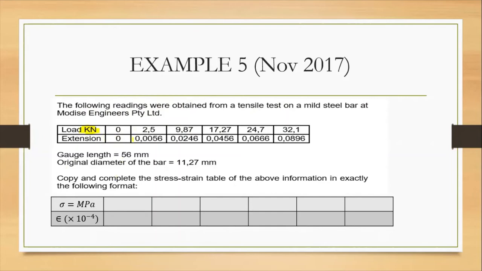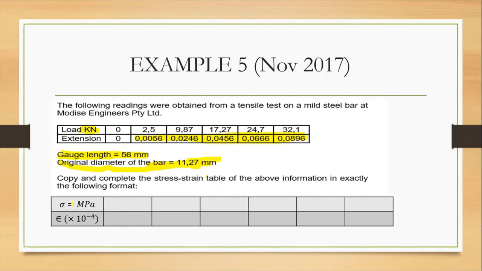And you've got extensions. These are all extensions, guys. The only mistake they made is that they didn't say what unit they are in, but they are in millimeters. After I confirmed my calculations, they were in millimeters. So here's the gauge length, the original length. This is the original diameter of the bar, because it was a solid circular bar. Now, what they want us to do is to complete this table. What is the stress and strain?